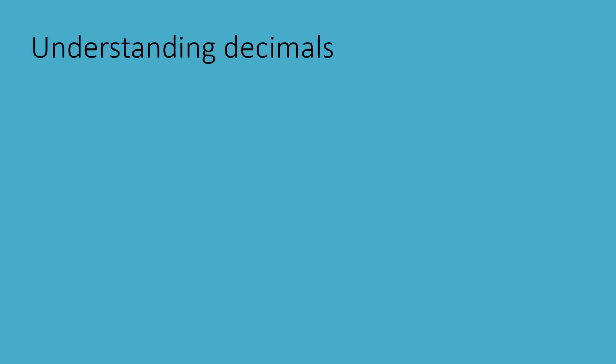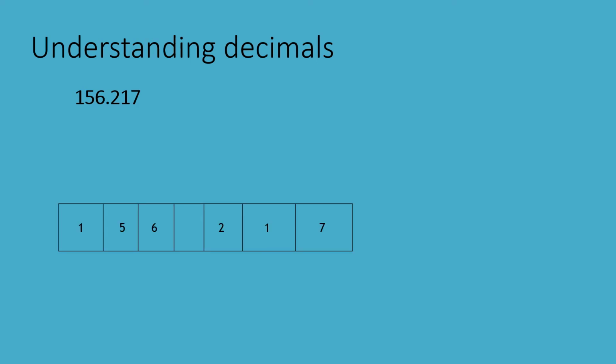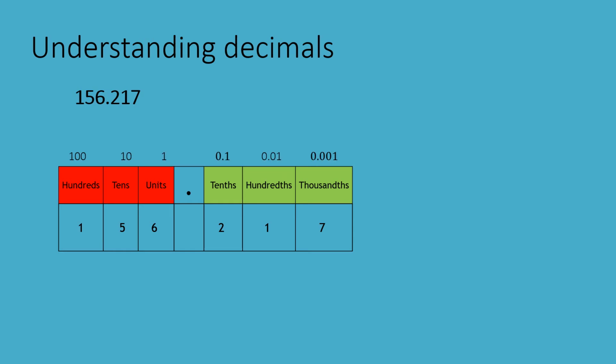Okay, let's try a number with decimals in it. So we have the number 156.217. At the top of this table, we have what each column looks like. So this is what 1,000 looks like. This is what 100 looks like. This is what 10 looks like. This is what 1 unit looks like. This is what 1/10 looks like. And this is what 1/100 looks like. So the number at the bottom shows how many of each column we have in this number.